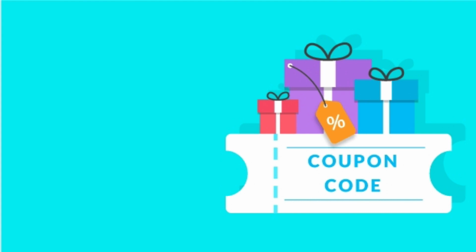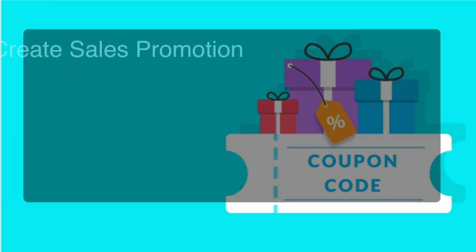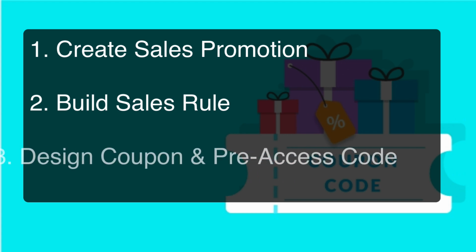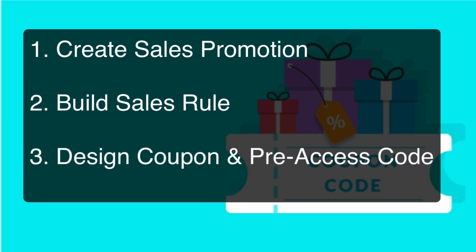To get there, we've got 3 steps. First, create the sales promotion. Second, build the sales rule. And finally, design the coupon and pre-access.